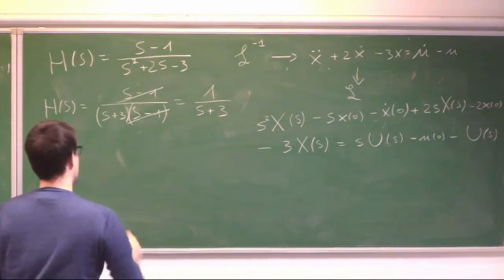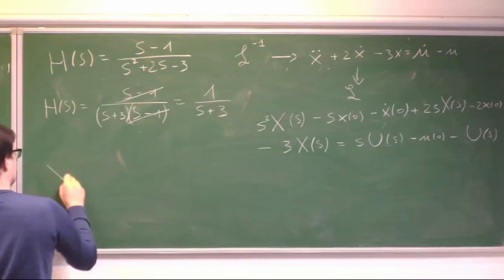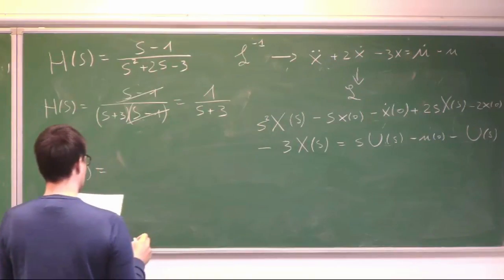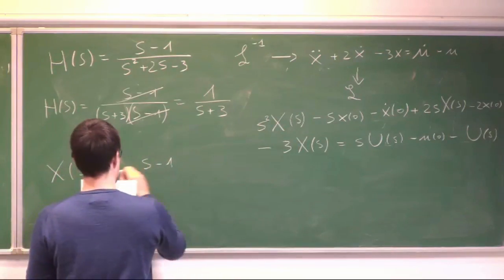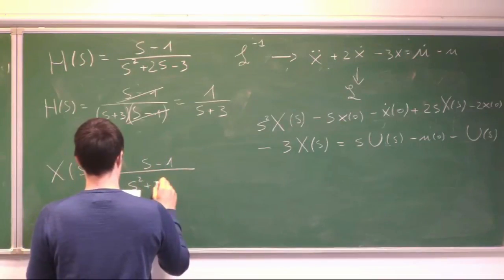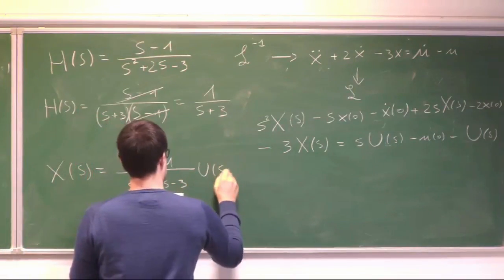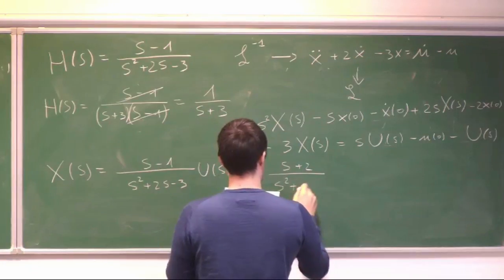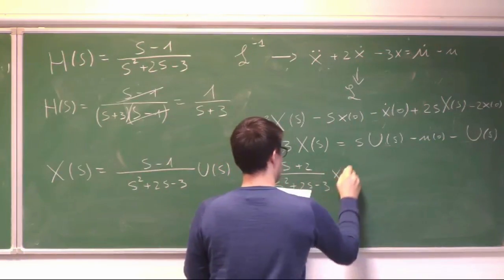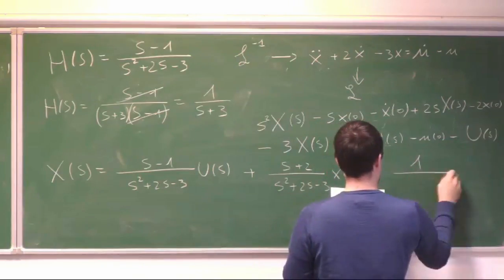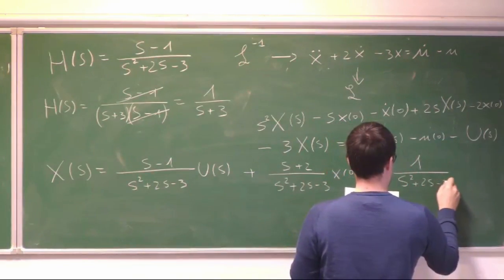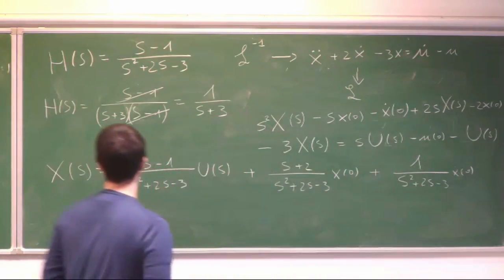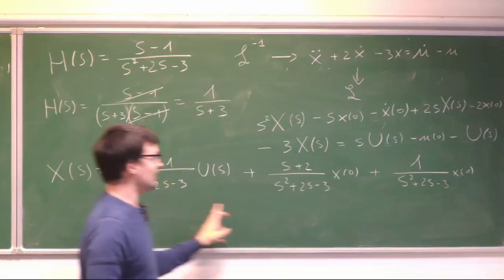Okay? Now, if I solve this expression with respect to the Laplace transform x of s, what we obtain is the following three terms. Is s minus 1 over s squared plus 2s minus 3 u of s plus s plus 2, and then the same denominator. And then this expression. So here we have that x of s is given by this expression.